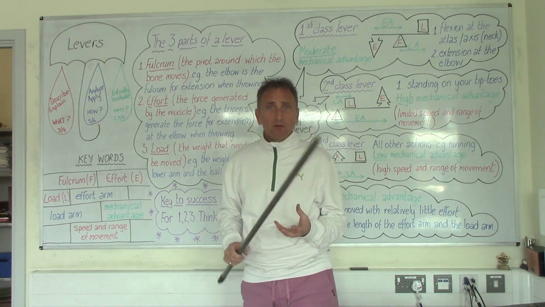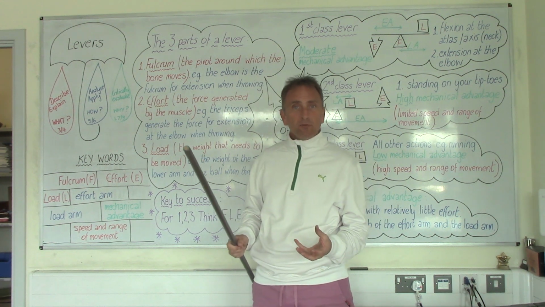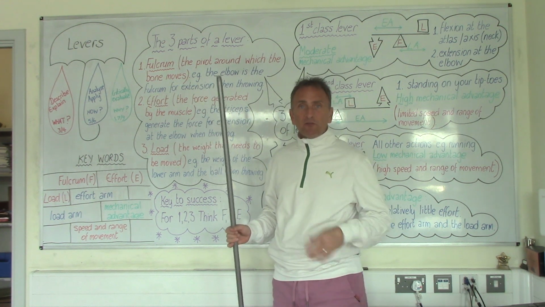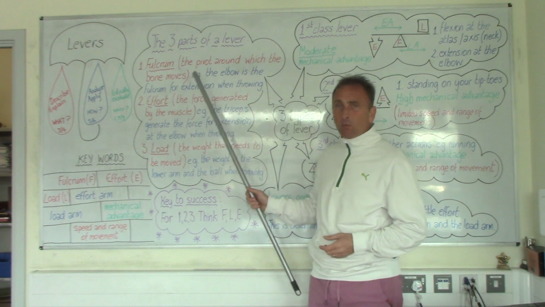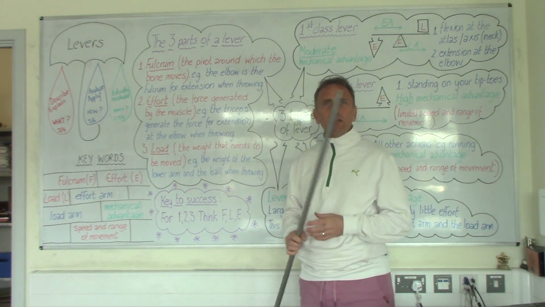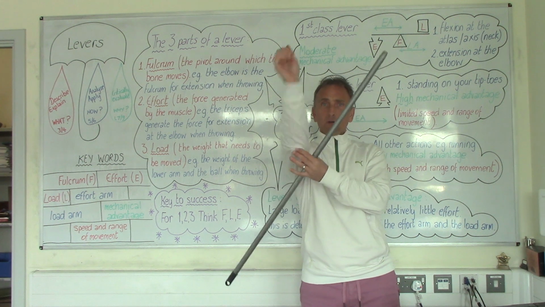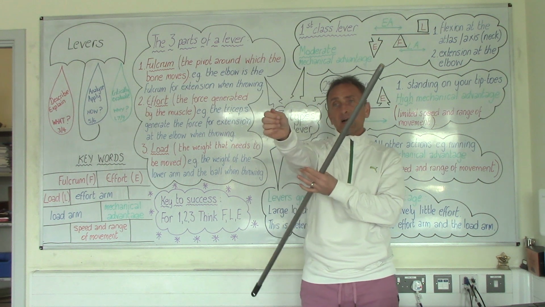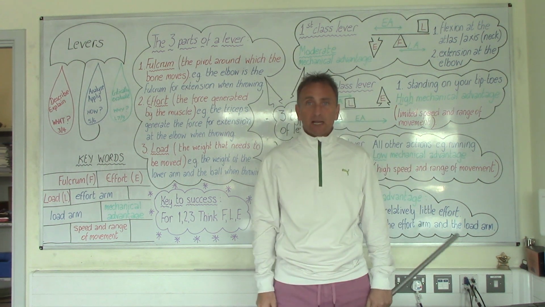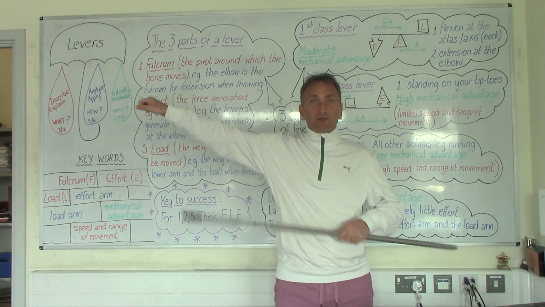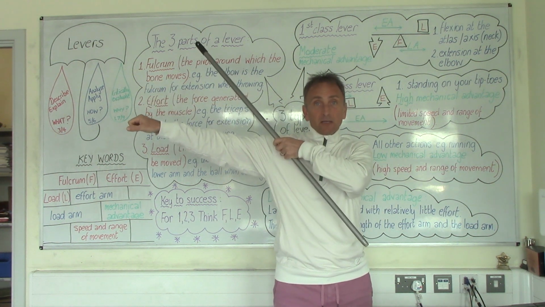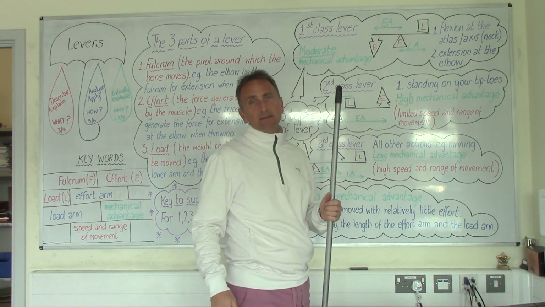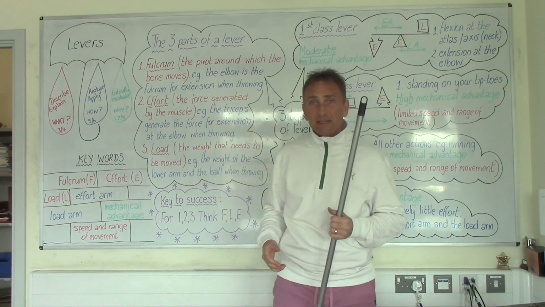So levers, what do levers have? Well, there are three components of a lever, apart from the bone itself. There is the fulcrum, the load and the effort. So the fulcrum is the pivot around which the bone moves. For example, if I'm extending my elbow, then the pivot is the elbow. If I am abducting my arm, then the pivot, the fulcrum, is at my shoulder. If I am bending my knee, then the fulcrum is at the knee.